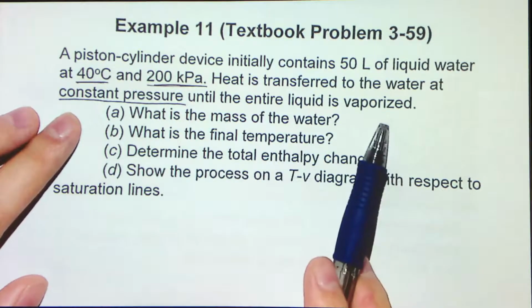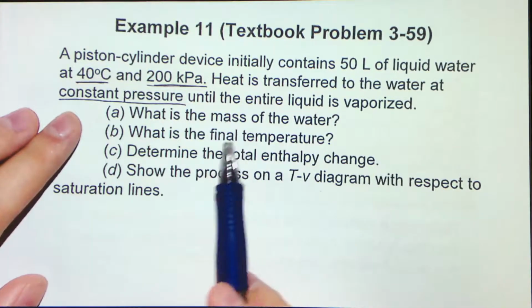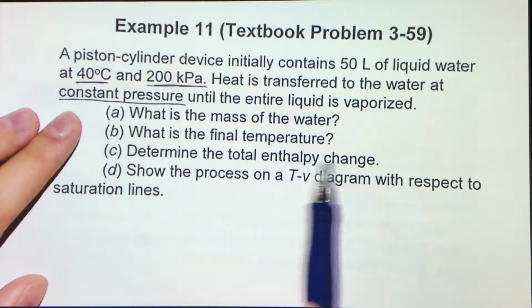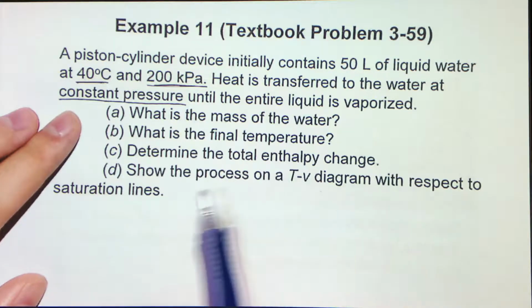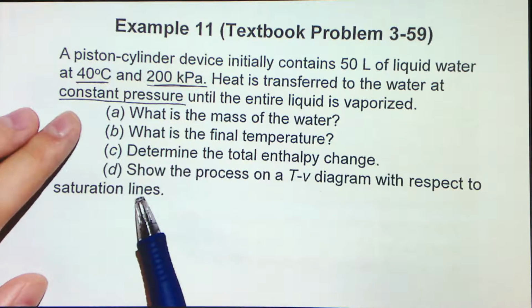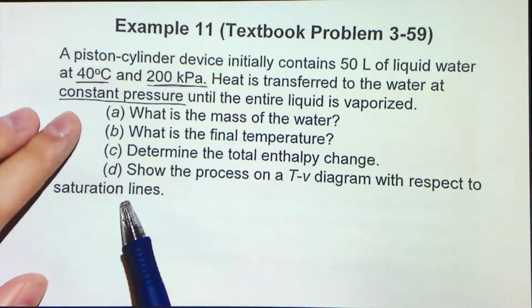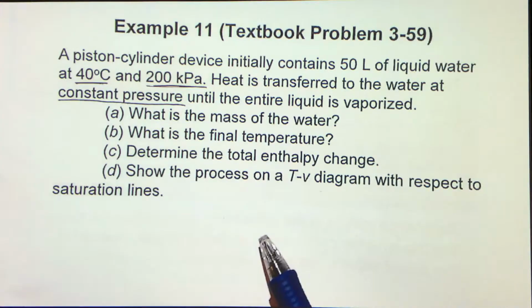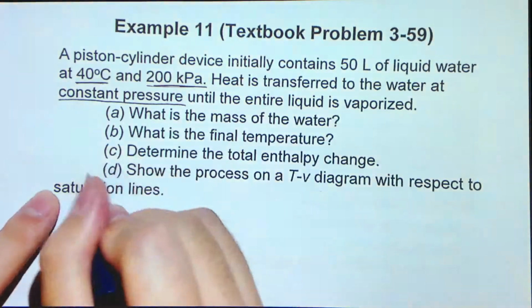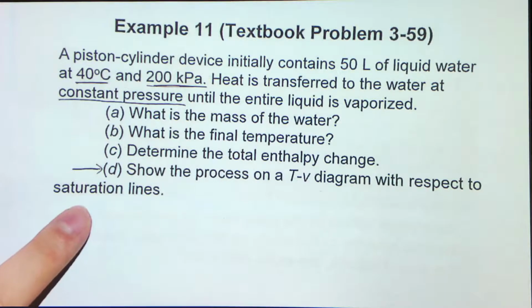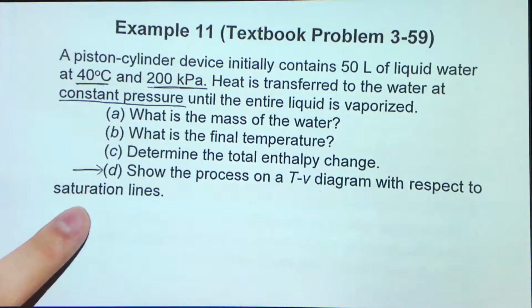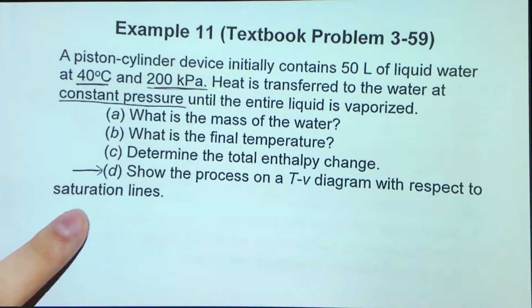And we need to find out the mass, the final temperature, the total enthalpy change, and show the process on a T-v diagram with respect to the saturation lines. Saturation lines just means the saturation dome I have shown before. But before you really start this problem, I advise you to first start on part D. Without this part, you cannot get what's really happening. So better start on part D first, and pause this video now.